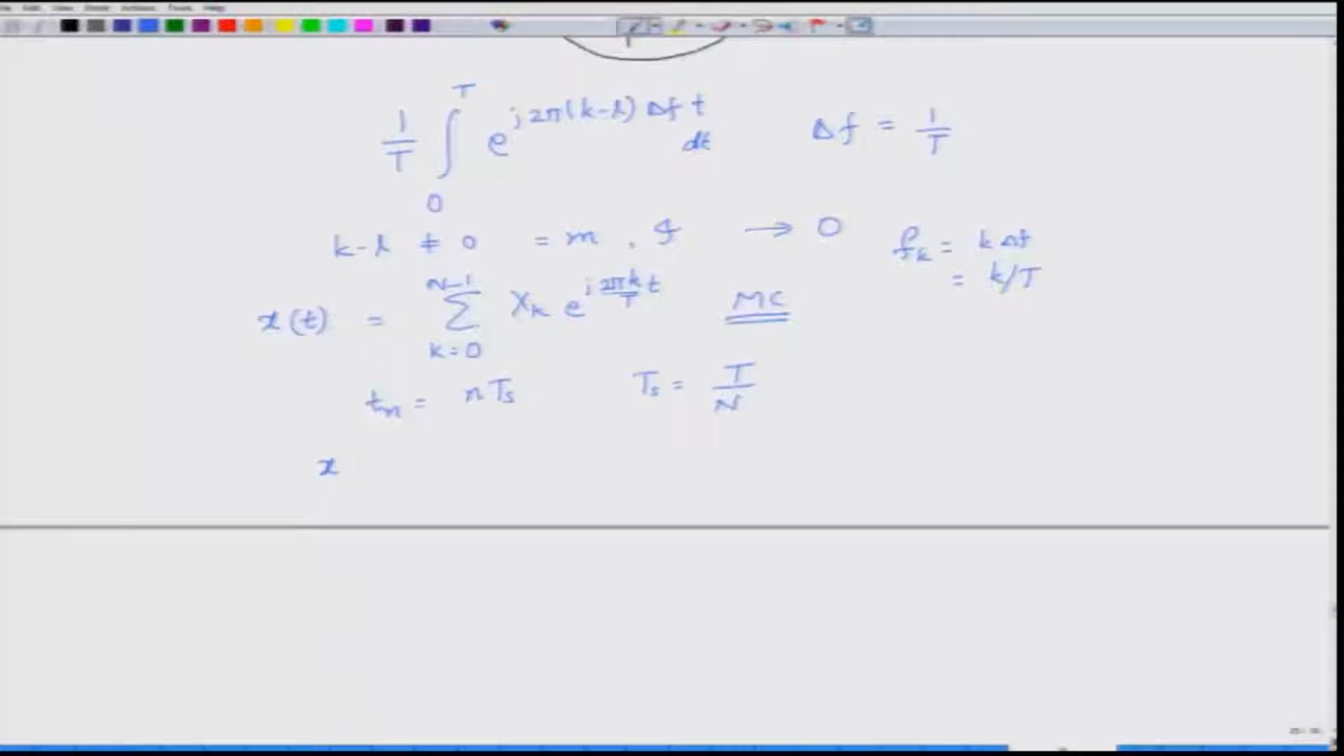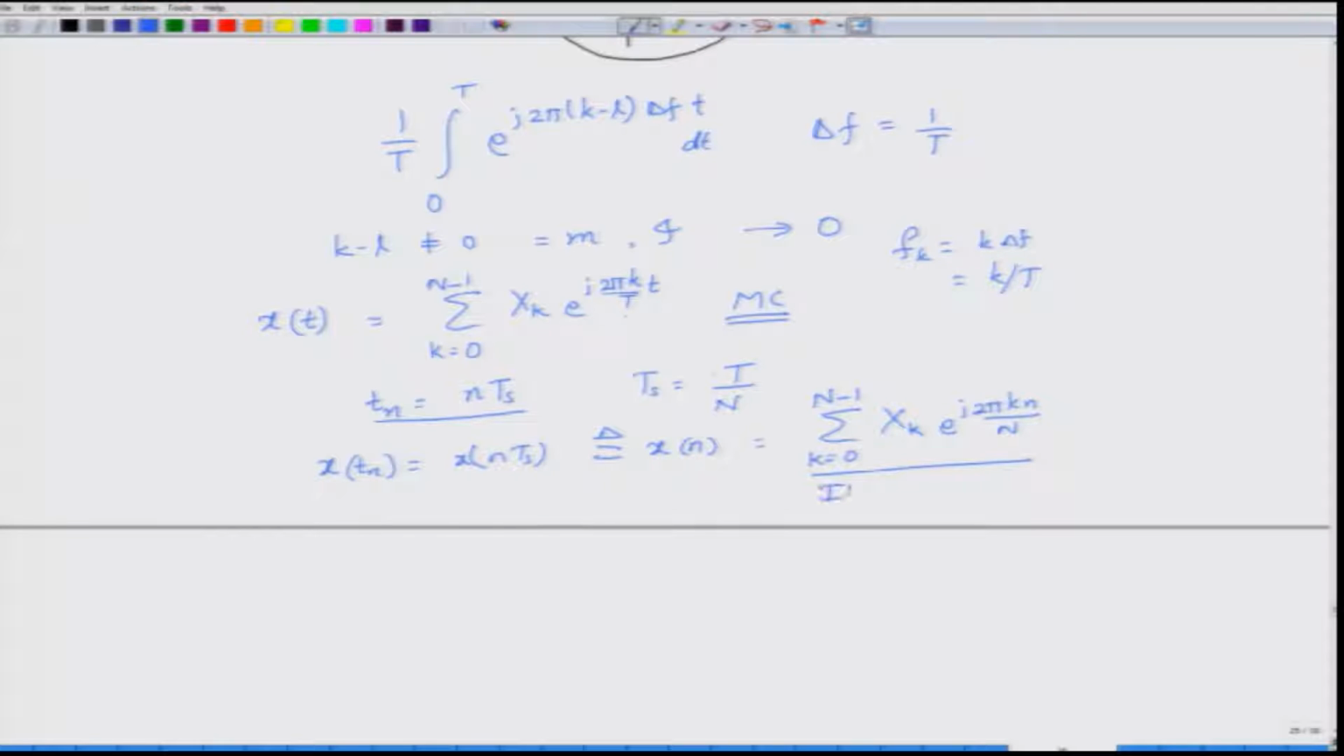So, the sampled signal x of t_n, which is given by x of n T_s and further compressed in notation as x of n, is given by the summation k equal to 0 to N minus 1 of x_k. There is no change there, but in place of t you have to go to the discrete time, which is n T_s, which is n times capital T by N. There is a T in the denominator here and a T here, those T will cancel out, and what you get is e^{j2π k n / N}. And if you know your DSP, then you know very well what this expression is.